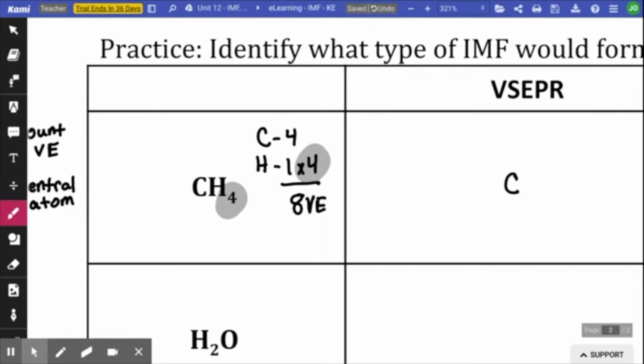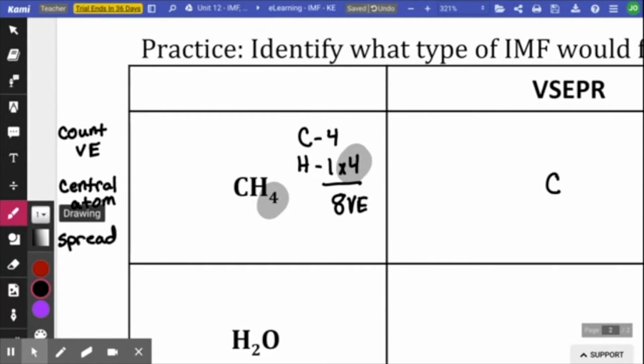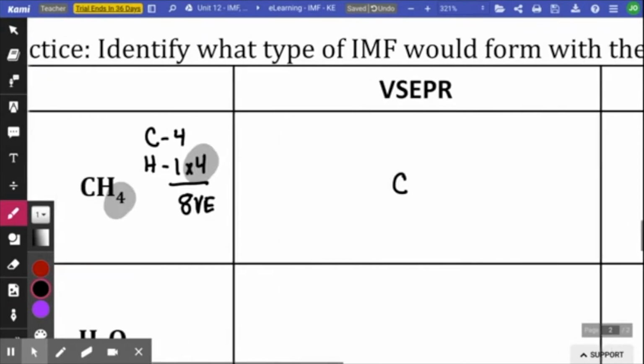Now, I spread everything out. I like to spread out everything else, so spread out all others. Here I've got 4 hydrogens, so I like to spread them out as far as possible. I'm going to pick the top, right, bottom, and left.